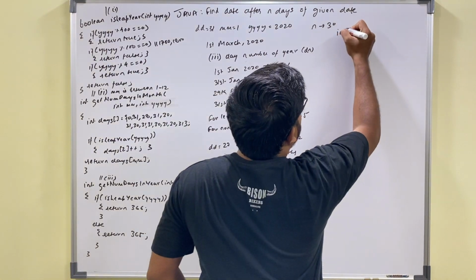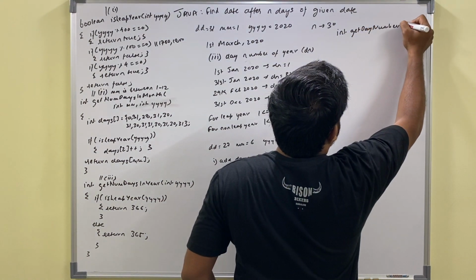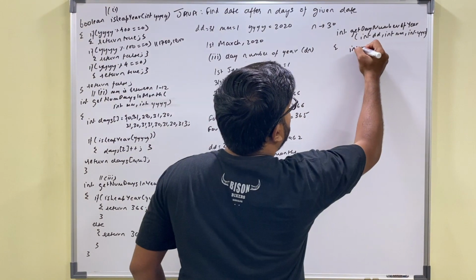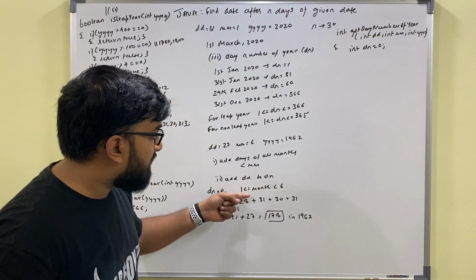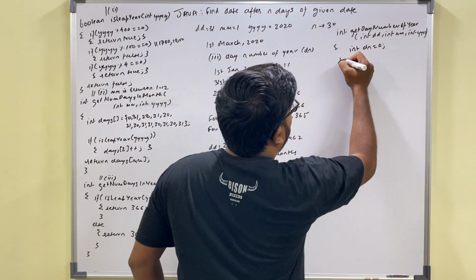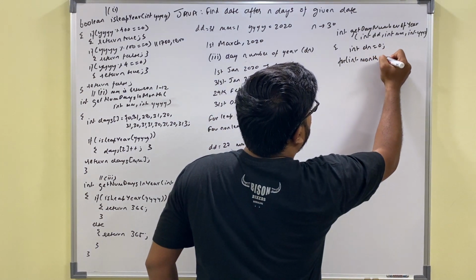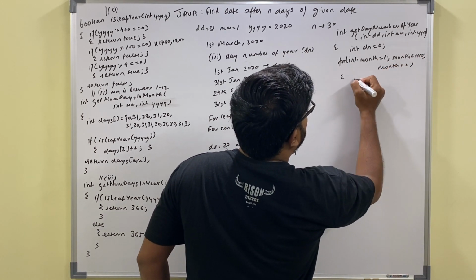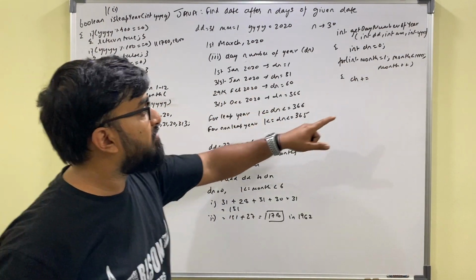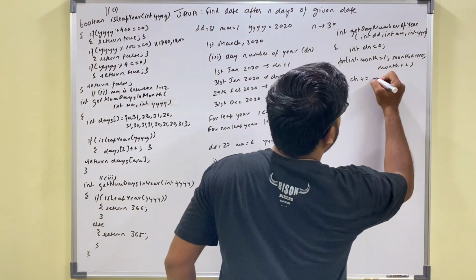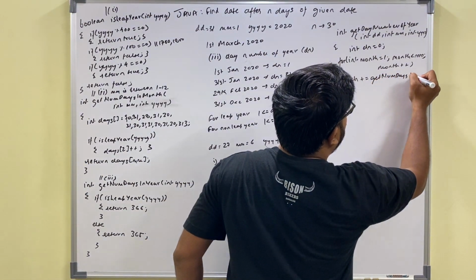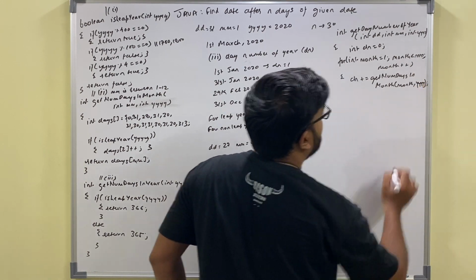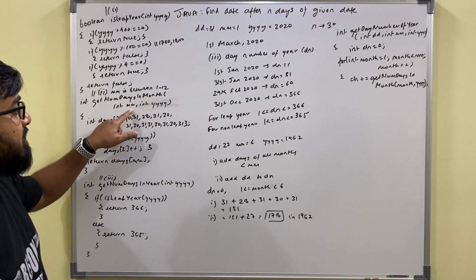So I write a method, int getDayNumberOfYear, which takes the values dd, mm, yyyy. We start with dn equal to 0. For all months greater than or equal to 1 and less than mm, we add the days. So for int month equal to 1, month less than mm, month plus plus, we do dn plus equal to the number of days in this month. How do we find that? We call the method getNumDaysInMonth, passing month and the current year yyyy, because this method takes both the month and the year.